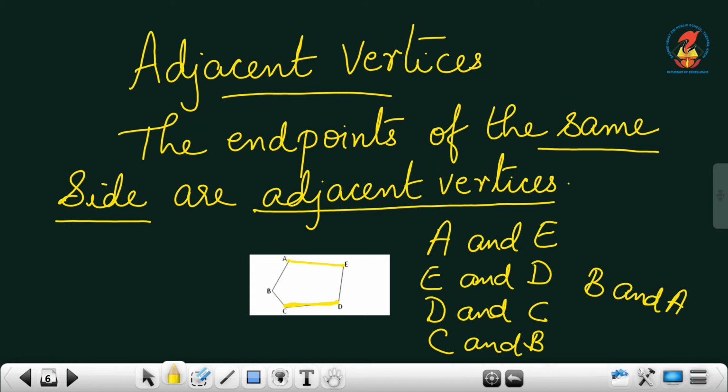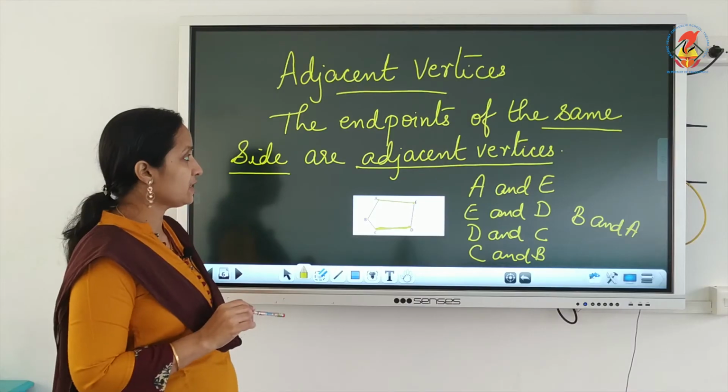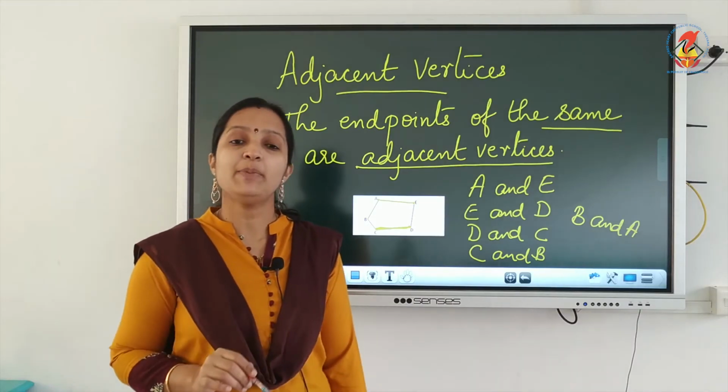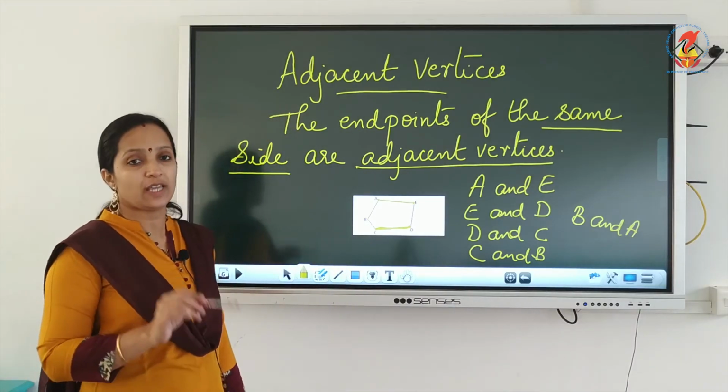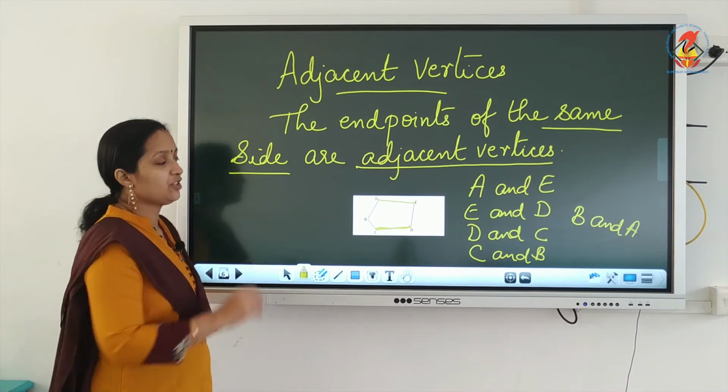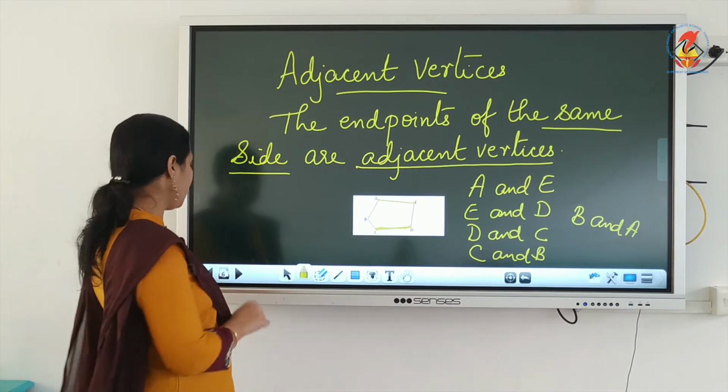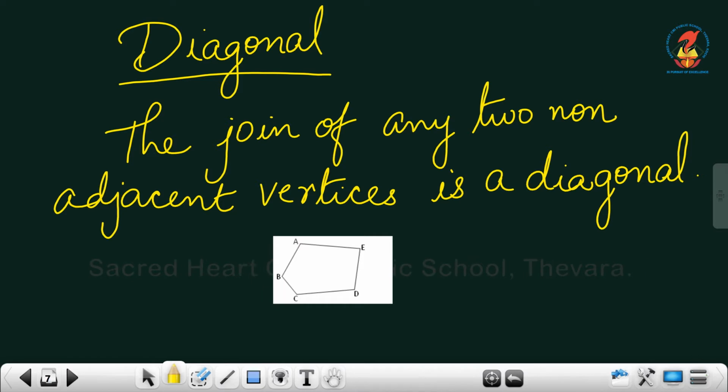In the same way you can say E and D are adjacent vertices. B and C are adjacent vertices, A and B are adjacent vertices. I hope the word adjacent vertices is clear. The endpoints of the same side or same line segment are called adjacent vertices. Now the next term we have to learn is diagonal.